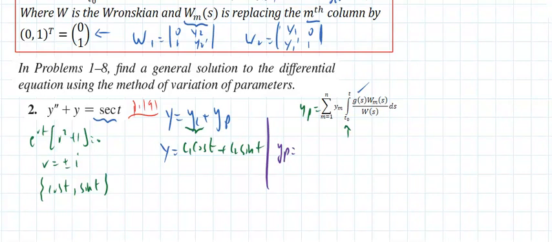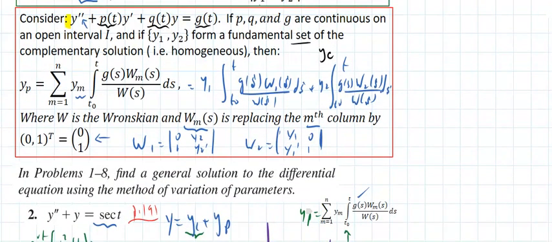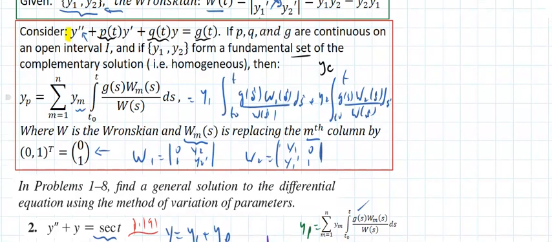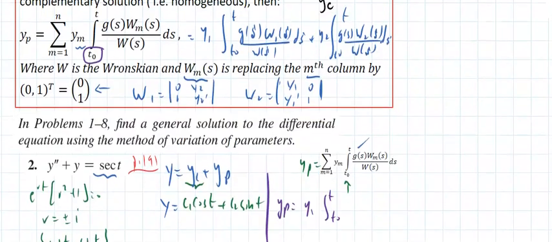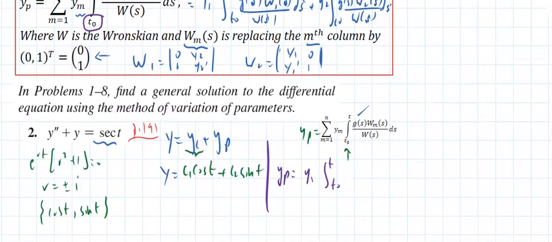Let i equal 1, you're going to get y sub 1, the integral from t naught to t. And I forgot to say that t naught is arbitrary. It could be anything. This t naught right here is arbitrary. That's just a constant, so we ignore it when we plug it in. We just want the general.